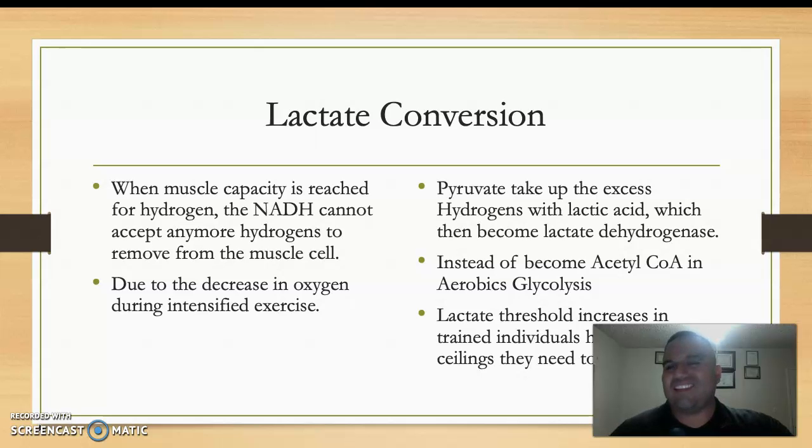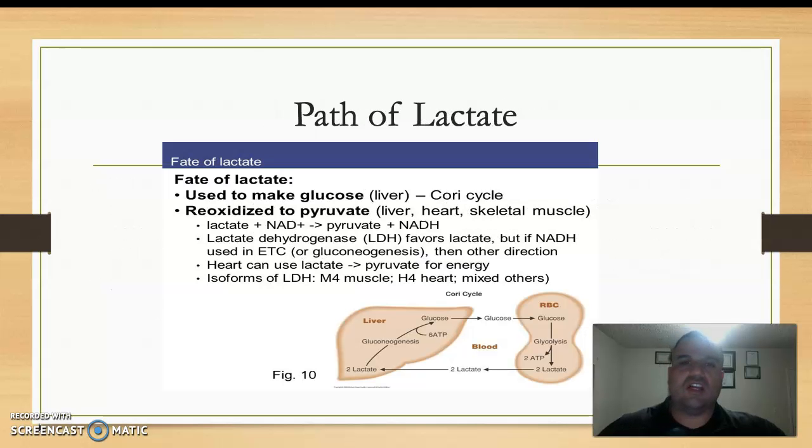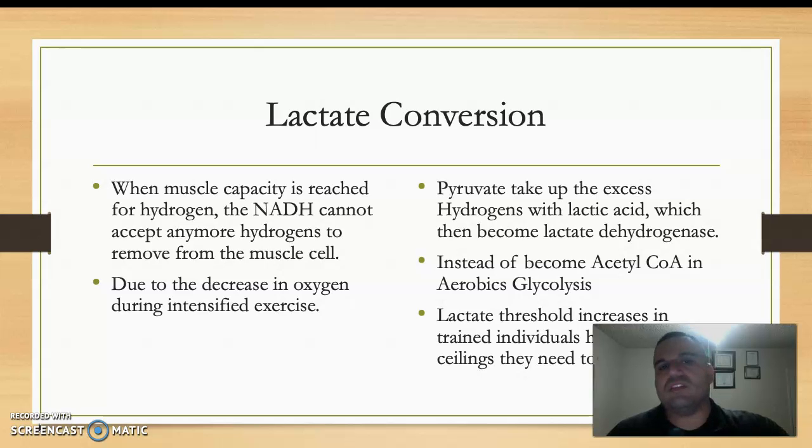We're going to talk a little bit about the lactate conversion, and when the muscle capacity is reached for hydrogen, the NADH can't accept any more through normal glycolysis, known as the Krebs cycle. Oxygenated, meaning you can't convert or take up these hydrogens through normal breathing. So the pyruvate gets sent through another pathway, as described earlier in the presentation, via the Cori cycle. Due to the decrease in oxygen during intensified exercise, as I said earlier, pyruvate takes up the excess hydrogen, which then becomes lactate via lactate dehydrogenase instead of the acetyl-CoA in aerobic glycolysis. Lactate threshold increases in trained individuals who have higher ceilings that they need to reach.